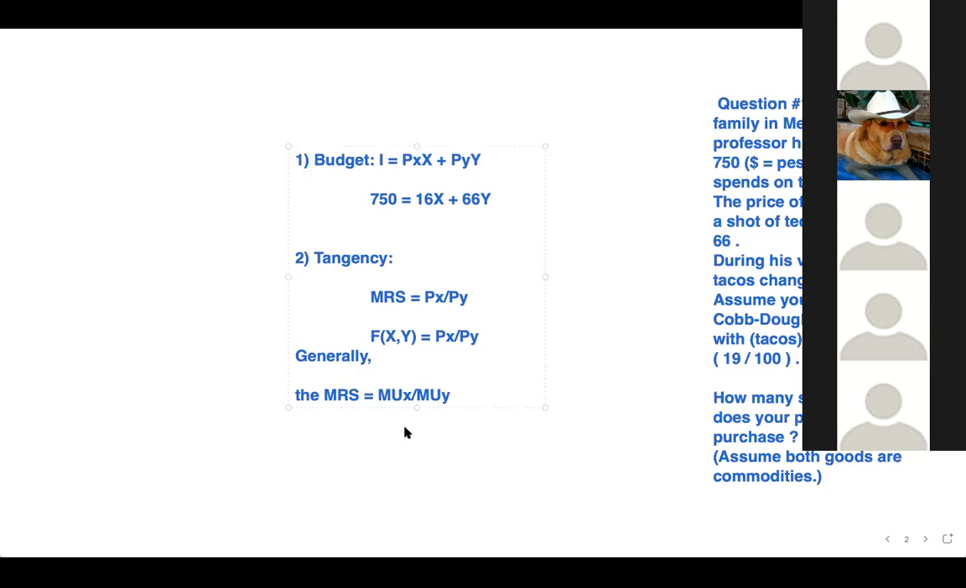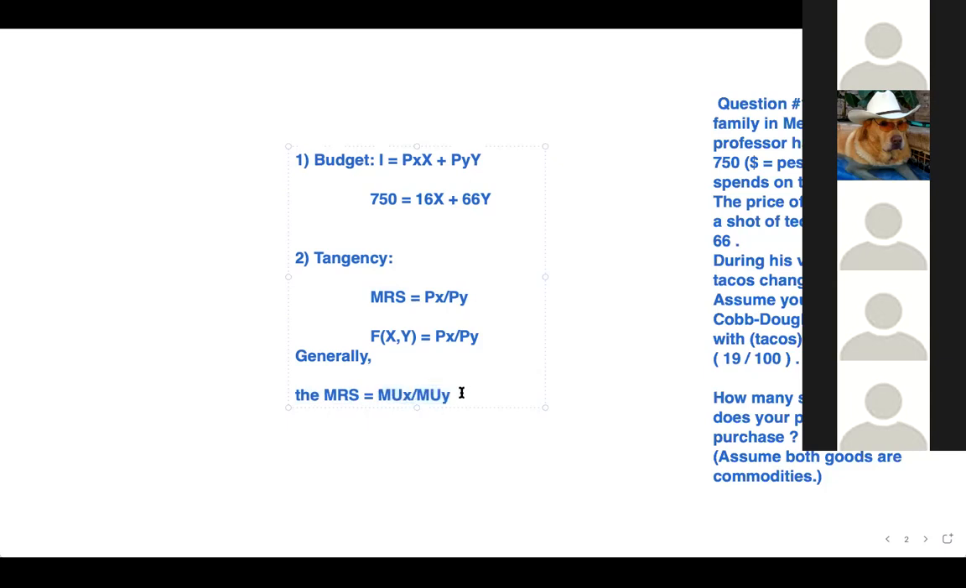I say this generally because if I was looking for a solution on a test and you guys were documenting your work, I would want you to write what I have here. We have our budget condition, and then you would give your budget constraint. And we have our tangency condition, which is, the marginal rate of substitution is equal to the price ratio. And I have asked students in the past to calculate the marginal utility of X and the marginal utility of Y.